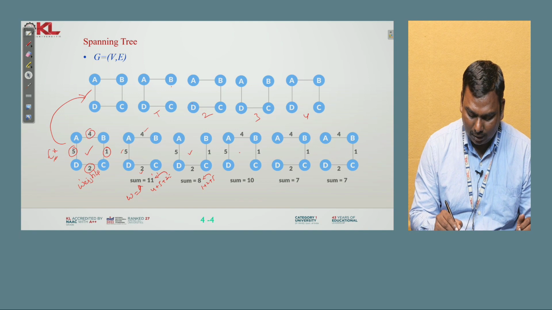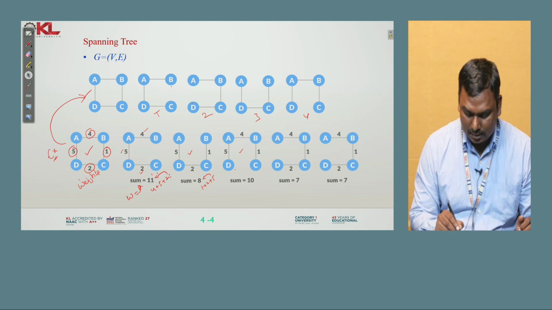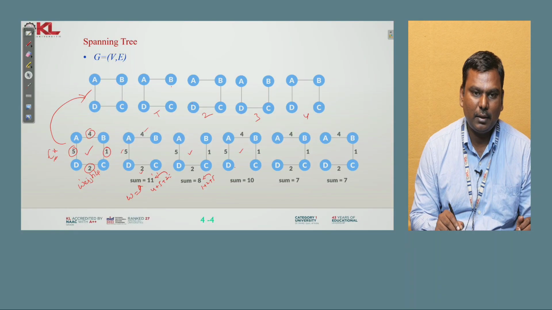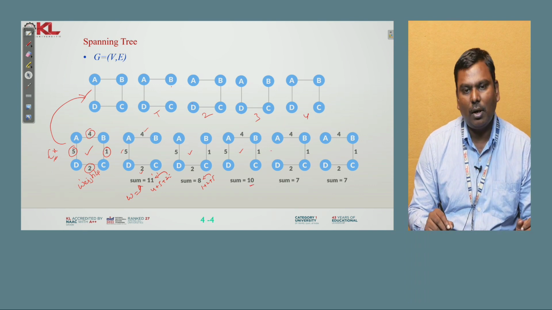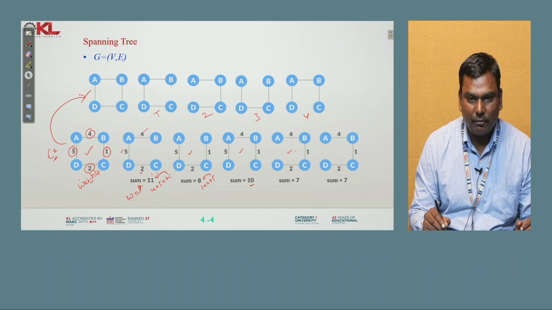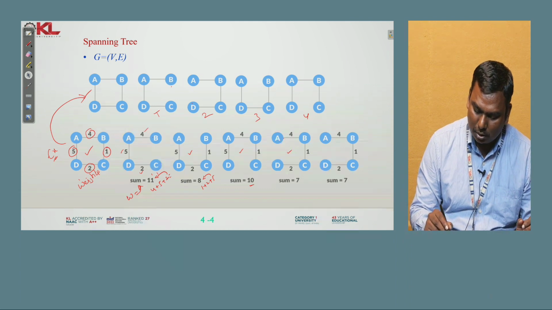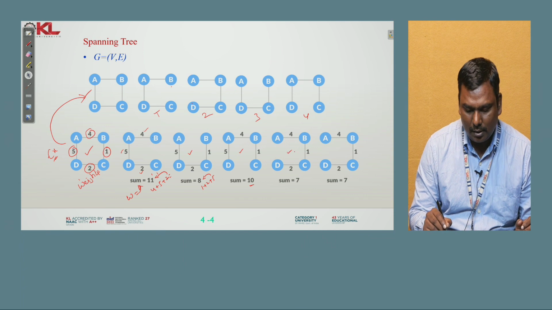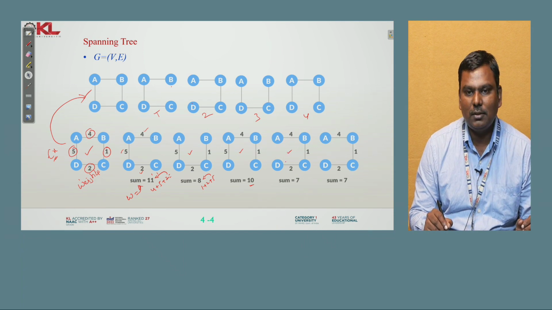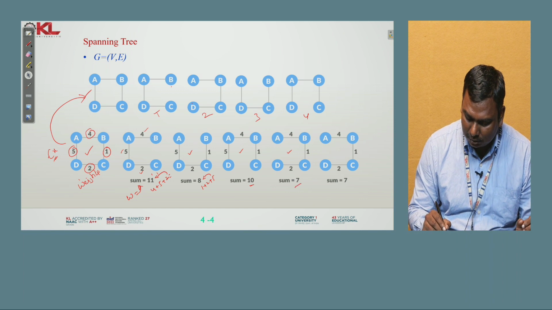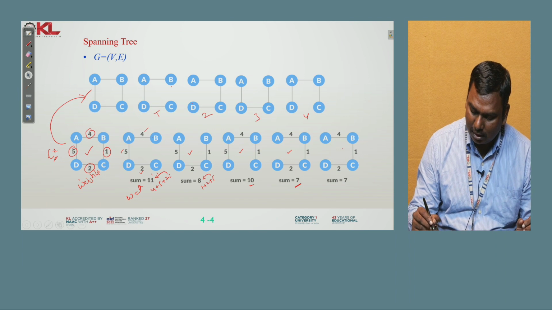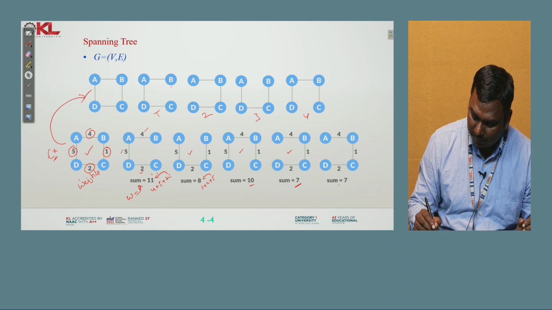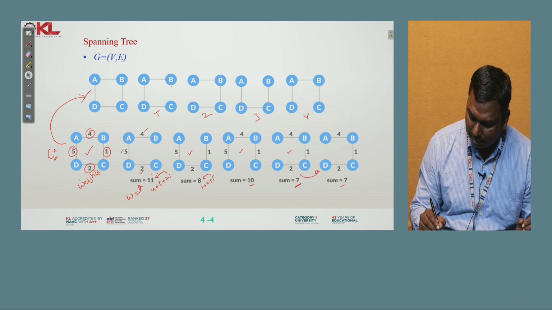Now the third one. When C to D is not connected in this tree, the total weight is 10. Another possible tree: if A to D is not connected, it is again not a cycle, and the total weight is 7. Then there is another possibility with A to D, where the total sum is the same.